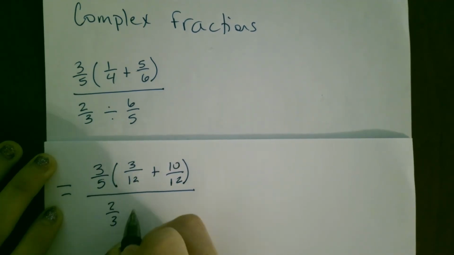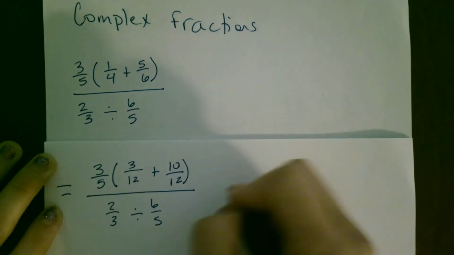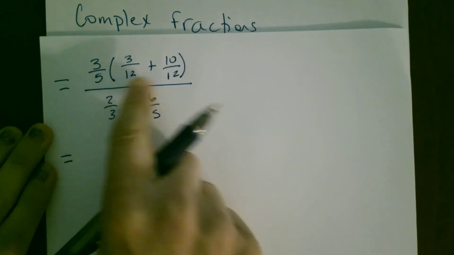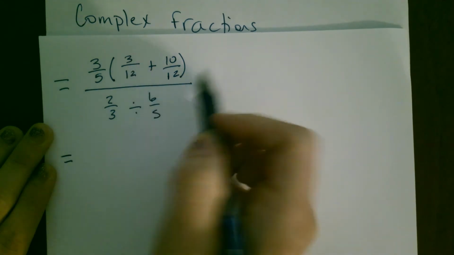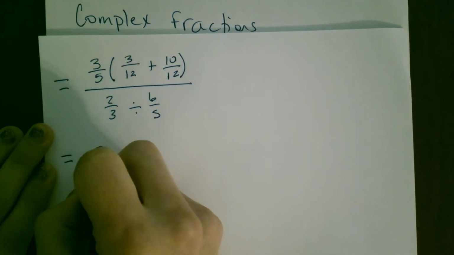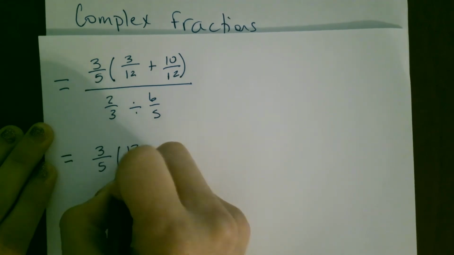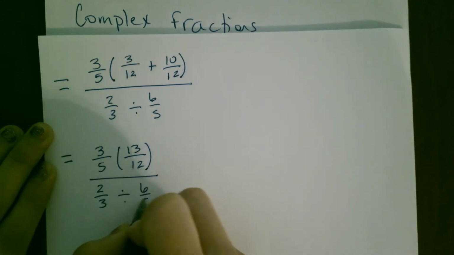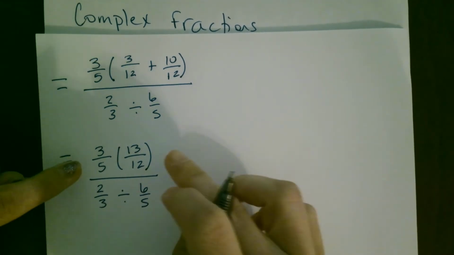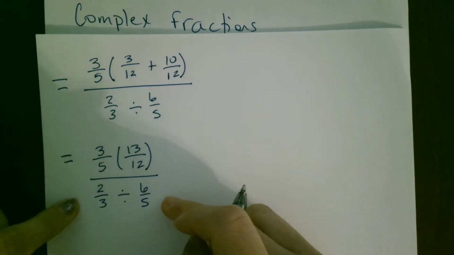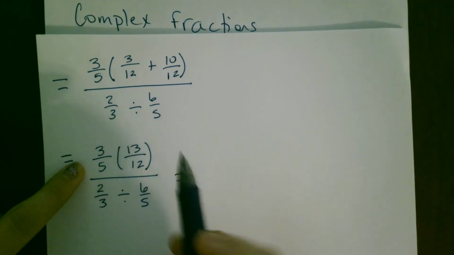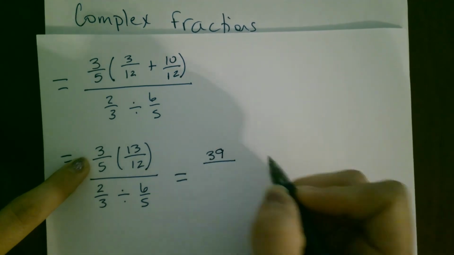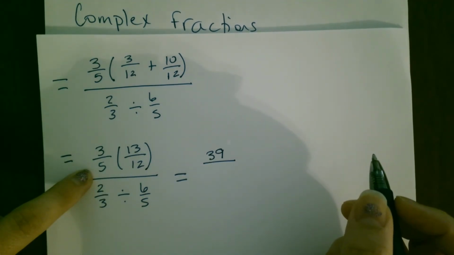And we still have this over 2/3 divided by 6/5. Come down to the bottom. Let's keep going. Now that I have a common denominator, I'm going to add those. 3/12 plus 10/12 gives me 13/12. So I have 3/5 times 13/12 over 2/3 divided by 6/5. Now on the top, we have multiplication of fractions, and on the bottom we have division of fractions. Up top, multiplication, I just multiply straight across. So 3 times 13 gives me 39. 5 times 12 gives me 60.